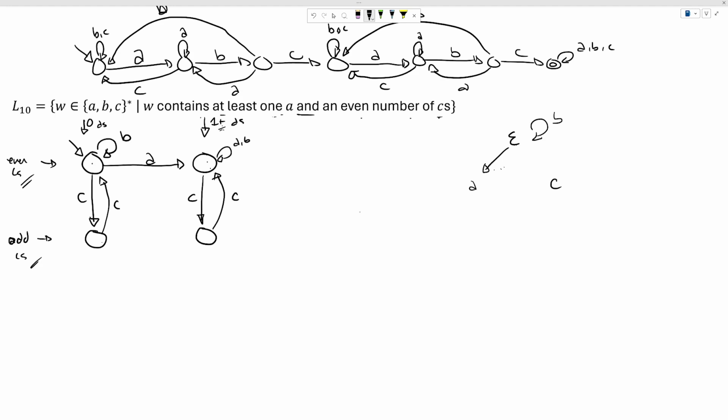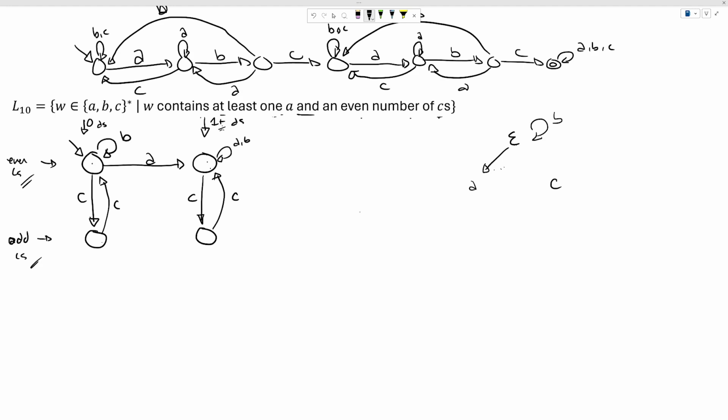Notice when I did this, I stayed in my column. Why? Because when I process a C, it doesn't change how many A's I've seen, right? Going left to right, I'm keeping track of the A's. Going up and down, I'm keeping track of the C's, okay?